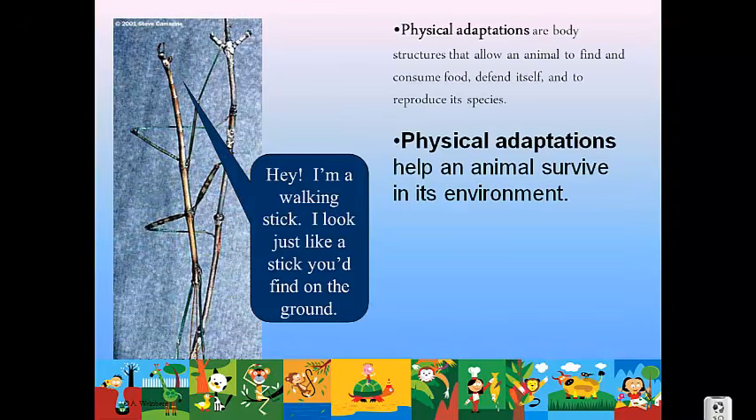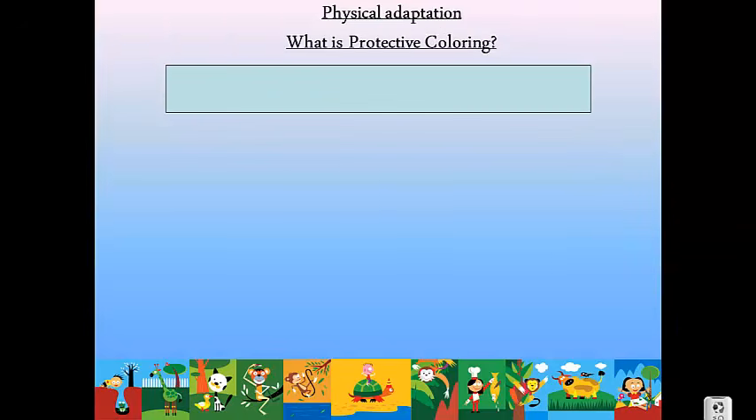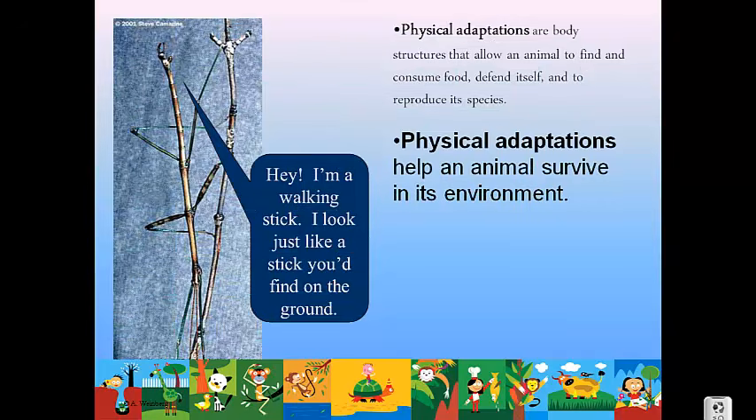So, one type of physical adaptation is basically called camouflage. Oh, sorry, but let me back up. So physical adaptations are basically, let's start there. Physical adaptations are body structures that allow an animal to find and consume food, defend itself, and reproduce as a species. So physical adaptation is basically something about an organism's body or its body structure, and it helps it to survive.